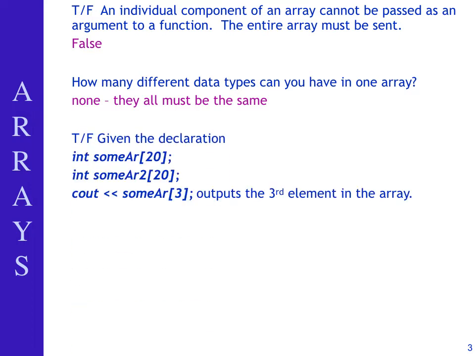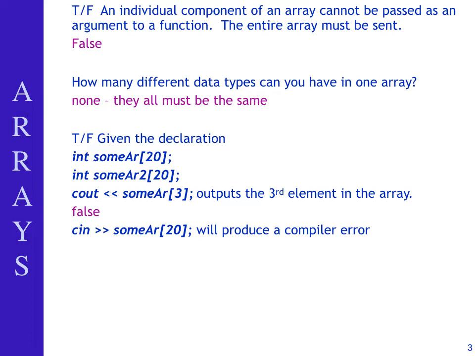Let's look at this example here. Given the declaration, we're declaring two arrays of integers of 20 elements, sumAR and sumAR2. We're saying cout sumAR[3]. We output the third element of the array. Is that true or false? That's false, right? We're outputting the fourth element of the array because the index is 3. Starting from 0: 0, 1, 2, 3, so that's the fourth element.